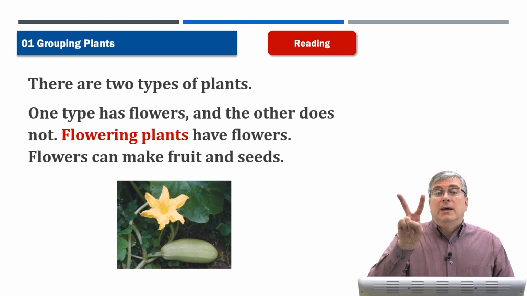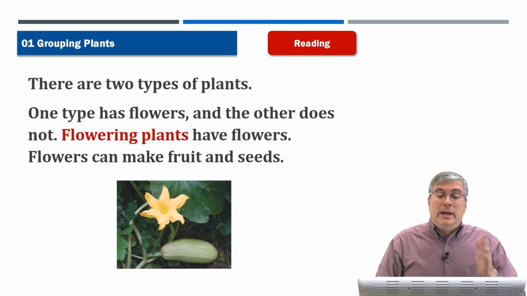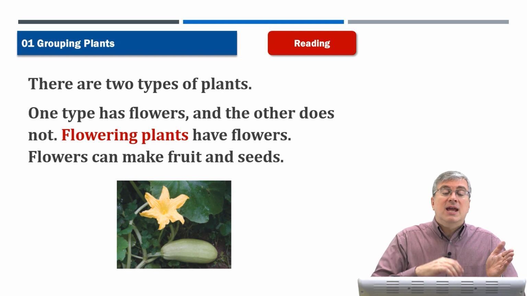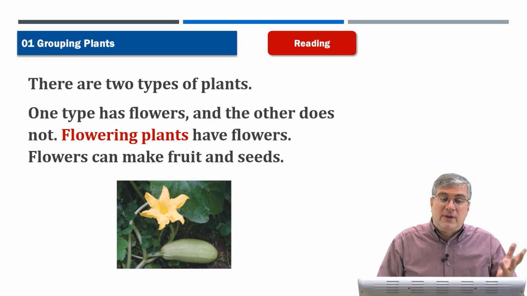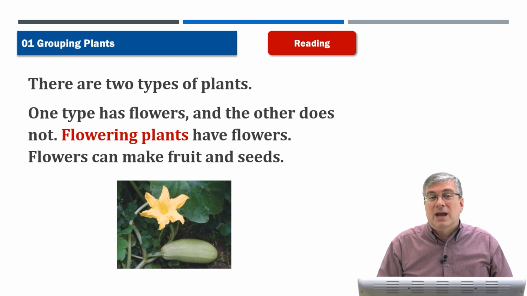There are two types of plants. One type has flowers and the other does not. Flowering plants have flowers. Flowers can make fruit and seeds.